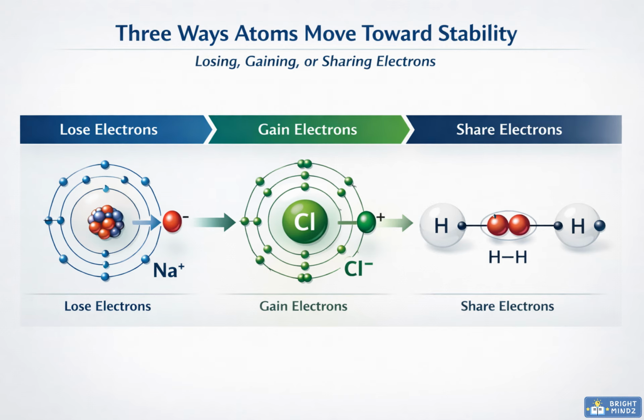There are three common routes to a stable outer shell. A metal atom, like sodium, can lose an electron and become a positive ion. A nonmetal, like chlorine, can gain an electron and become a negative ion. The opposite charges then attract, forming an ionic bond. But nonmetals do not always transfer electrons. Sometimes they share electrons, as hydrogen atoms do, forming a covalent bond. The method changes, but the goal remains the same: a more stable electron arrangement.